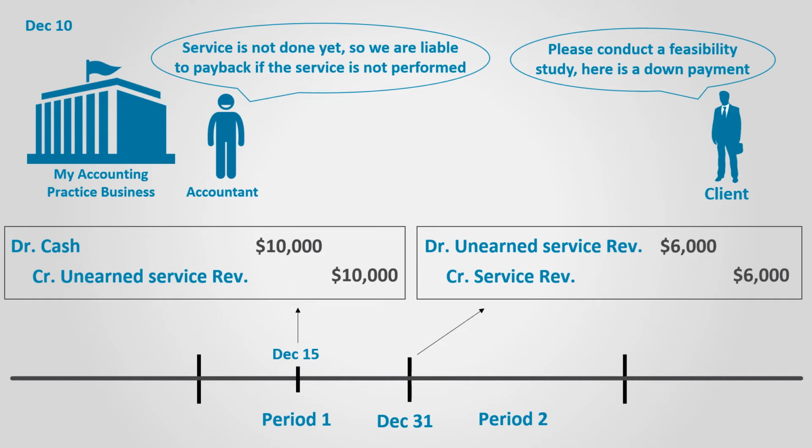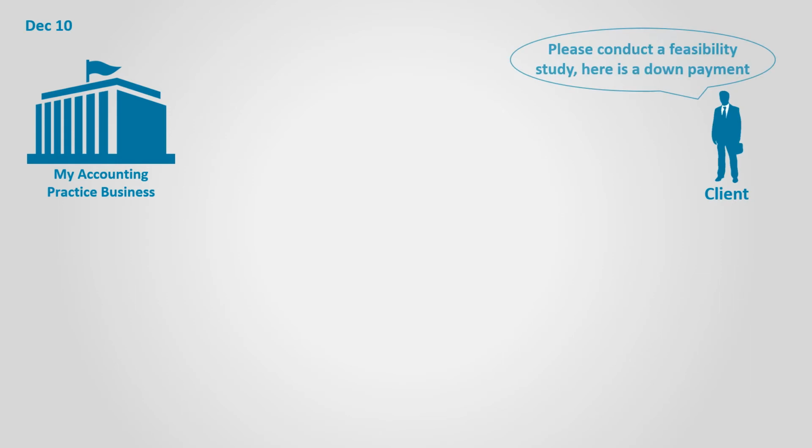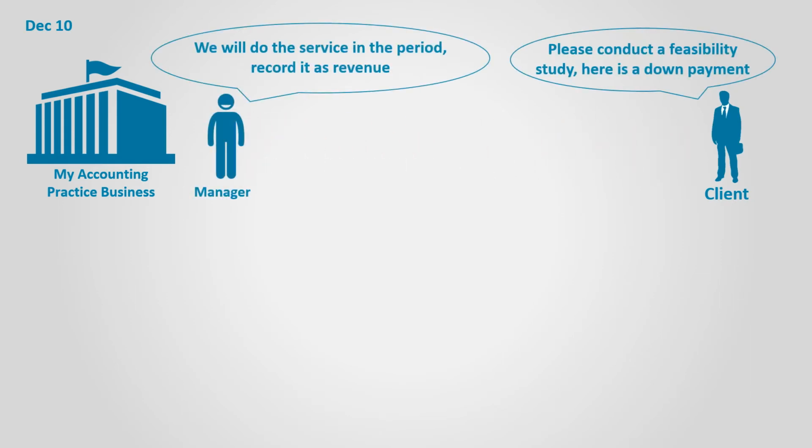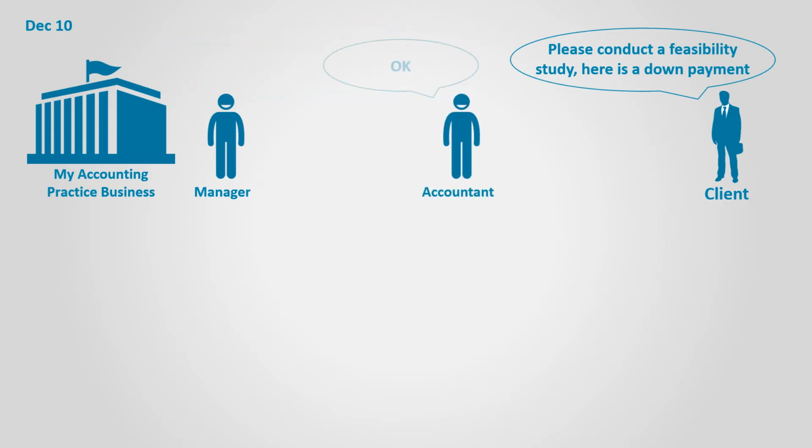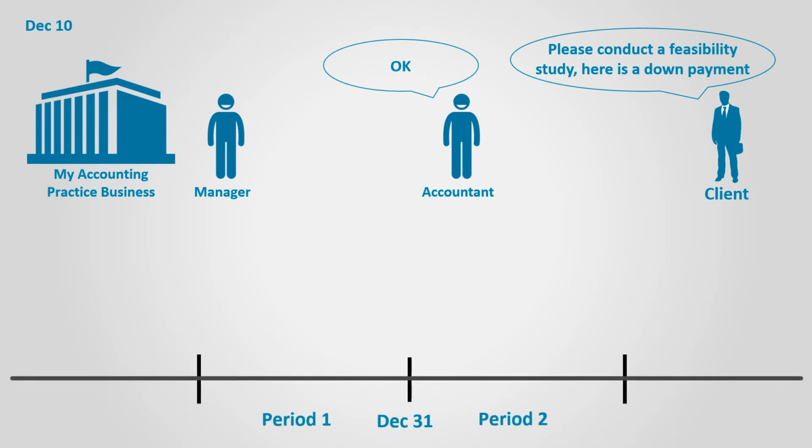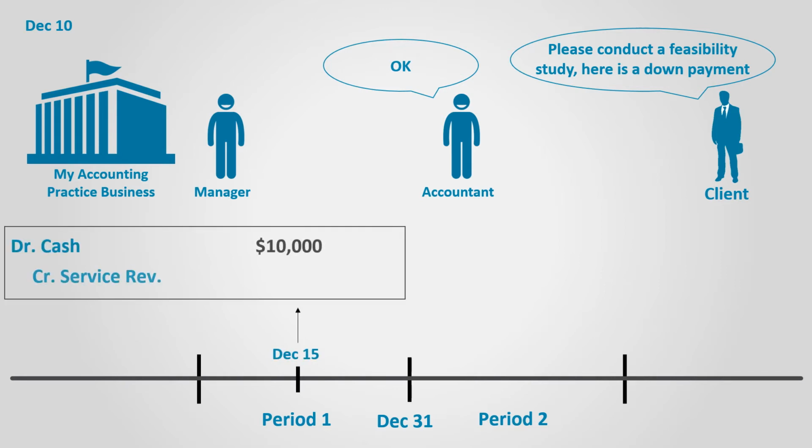Now let's assume the same situation, but the manager is sure that the business can complete the service before the end of the accounting period, which is end of December. So he asked the accountant to record it as revenue when the cash is collected, to save the accountant an adjusting entry at the end of the period. So the accountant debited cash and credited service revenue for $10,000 on that date.